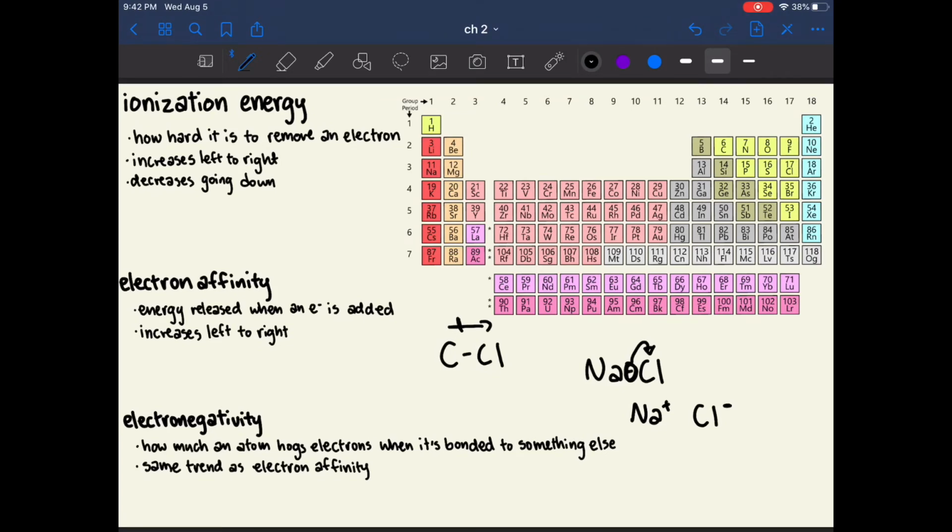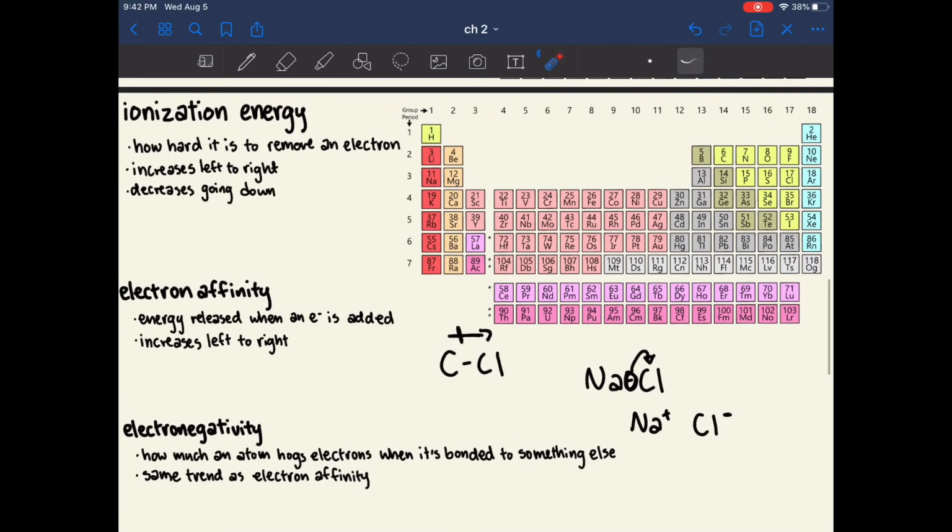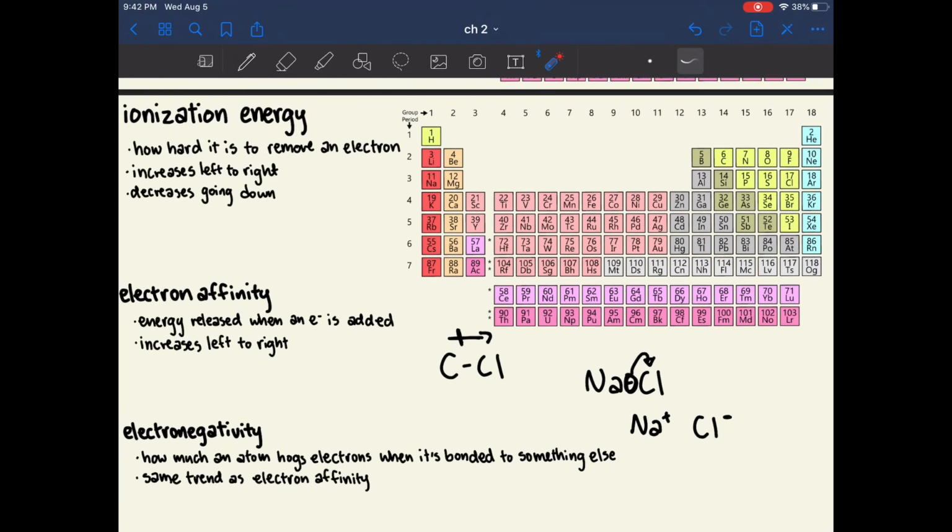And so this notation here is how you denote electronegativity. This arrow means that carbon would have more of a positive charge because the electrons are being pulled away from carbon, and chlorine would have more of a negative charge because the electrons are pulled toward chlorine. And so this is basically the same trend as electron affinity. These are just different definitions because electron affinity is when you add an electron, and electronegativity is when two elements are bound to each other.